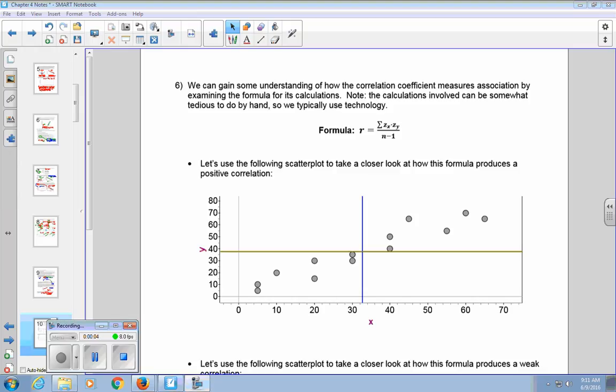Okay, this is the second half of the video for section 4.2. Due to some technical difficulties, we'll say it got cut off of the first half. So this is number 6 in section 4.2.